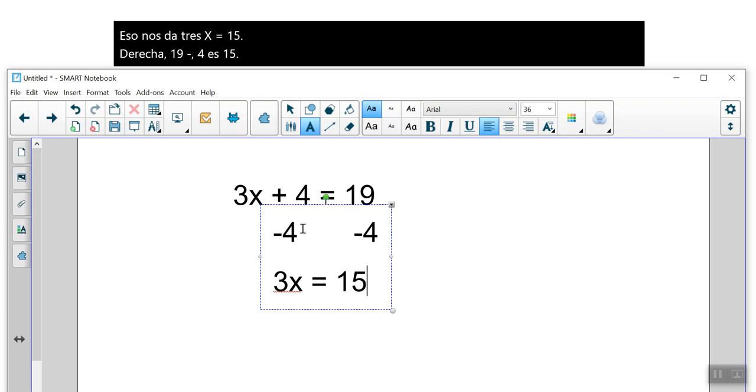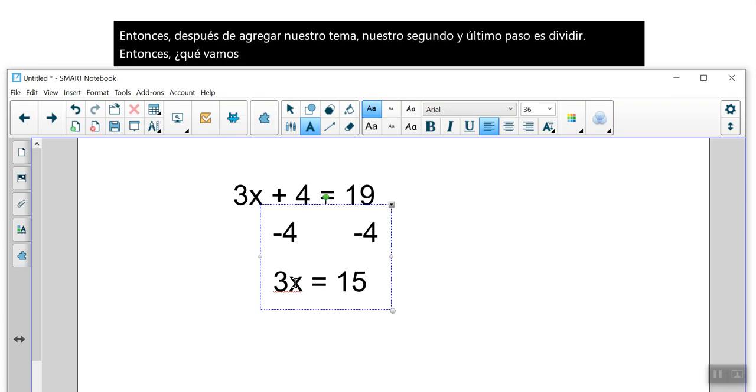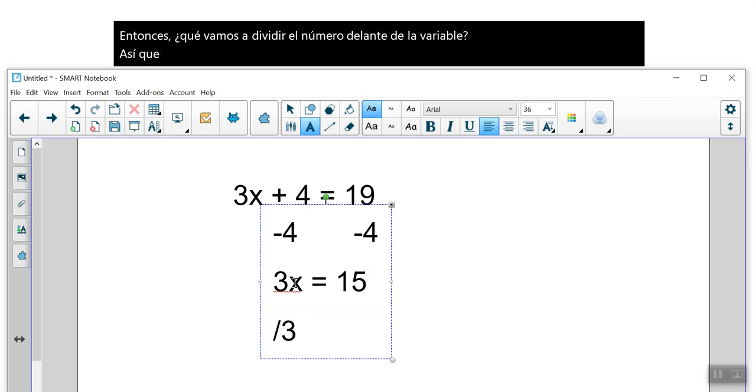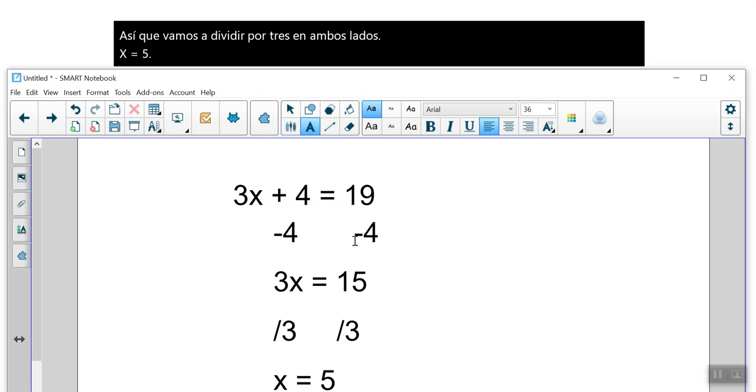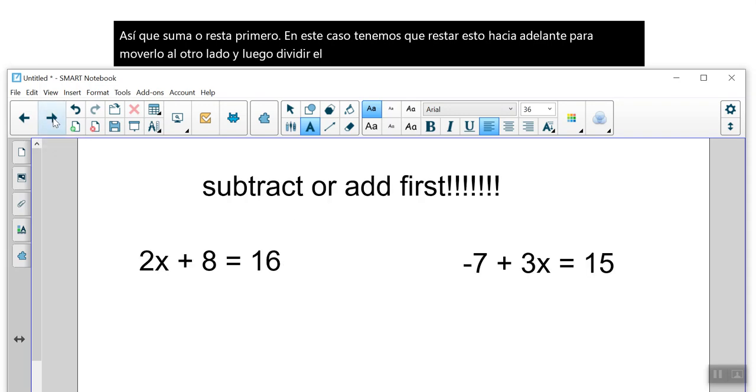So after we add or subtract, our second and last step is to divide. So what are we going to divide? The number in front of the variable. So we're going to divide by 3 on both sides. x equals 5. So add or subtract first. In this case, we have to subtract this 4 to move it to the other side, and then divide. The same 2 steps. Right, subtract or add first.